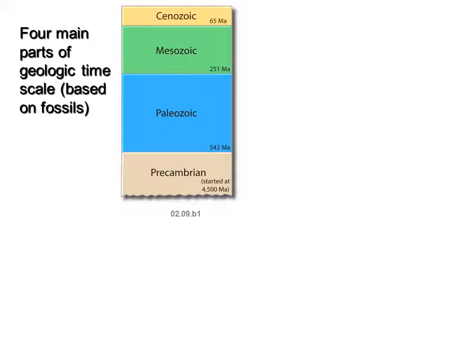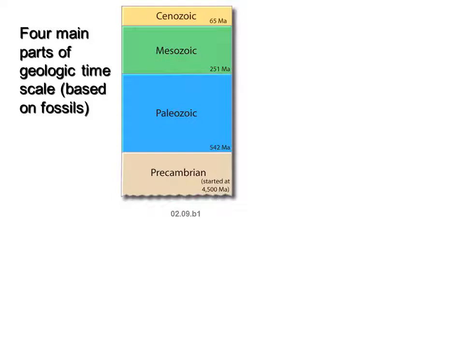So number 2 is the Paleozoic, and that's from 542 million years ago, MA, to 251 million years ago. 542 million years ago to 251 million years ago. At 251, it switches into the Mesozoic. So number 3 is Mesozoic.